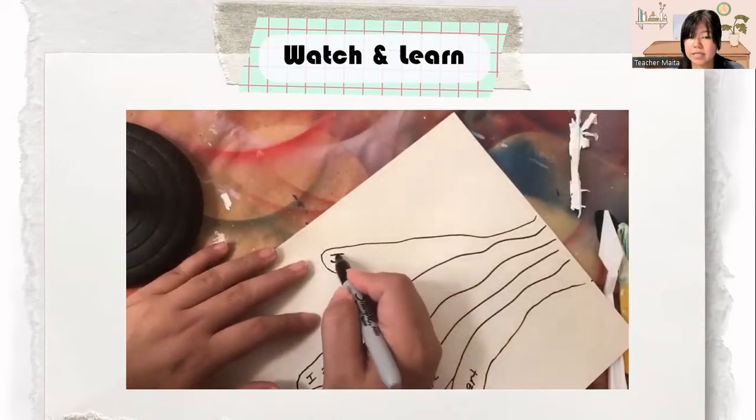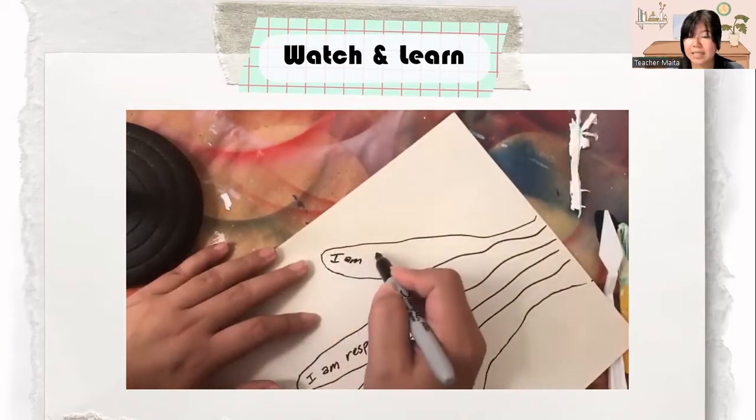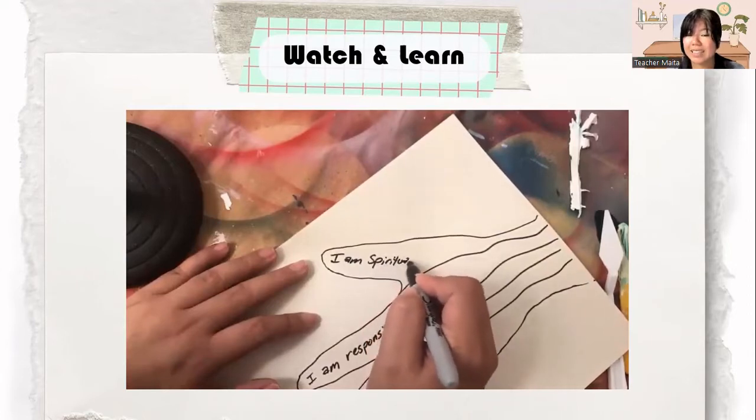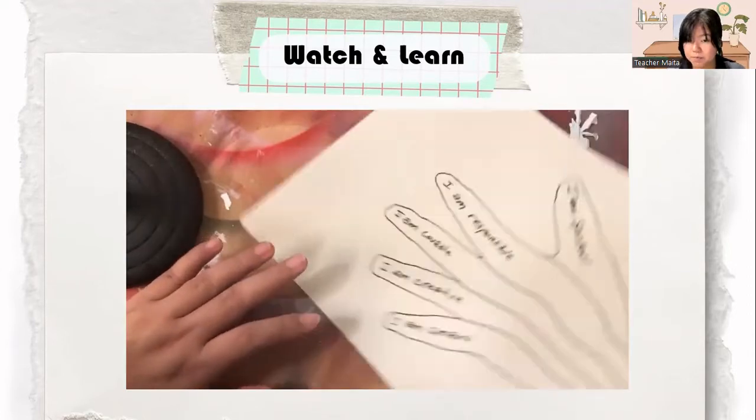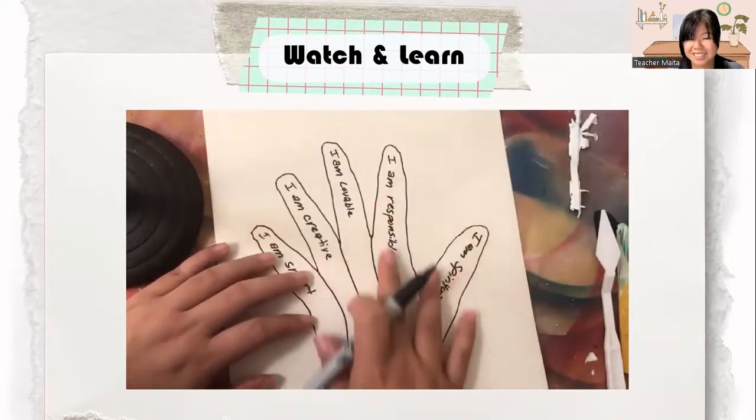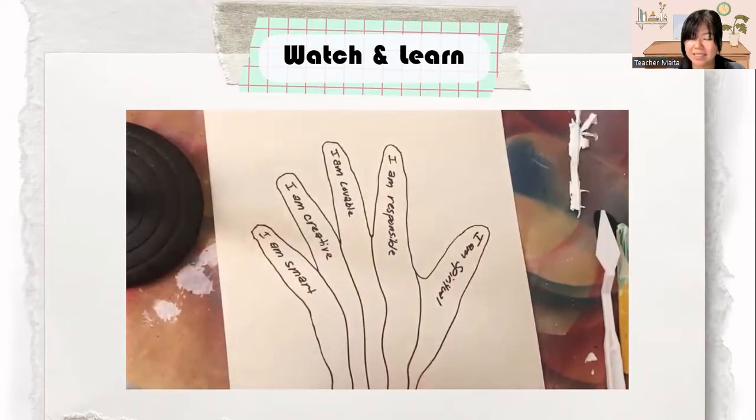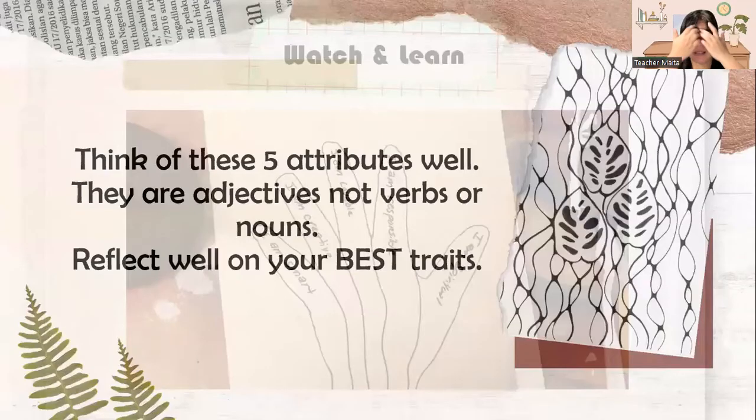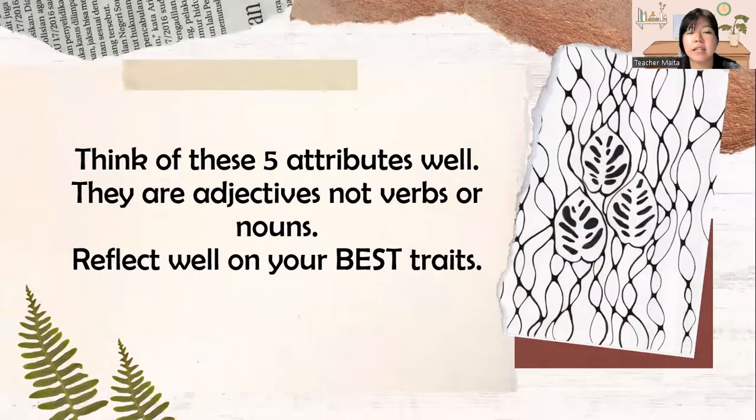Now, our activity is not going to end here. As I said, the first activity will relate to the second activity, this one. So, once you have this, you may begin to color it first. So, I'm going to start coloring it. By the way, you have to think of your best attributes well, okay? They're adjectives, not verbs or nouns, okay? They are your best traits, okay?